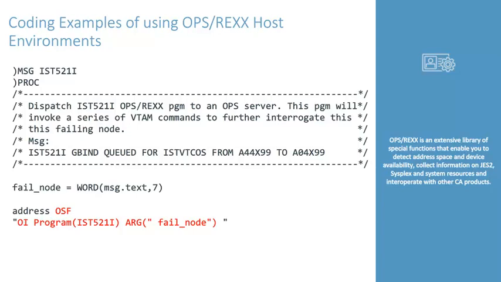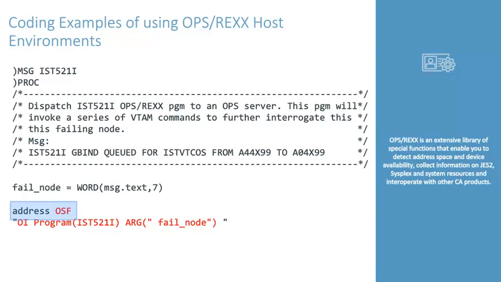Since there's no waiting allowed in rules, you have to dispatch or trigger a REXX program to an Ops OSF server by invoking the OSF host environment. This example shows the logic of a message rule that is using the address OSF host environment to execute a REXX program in an Ops server.